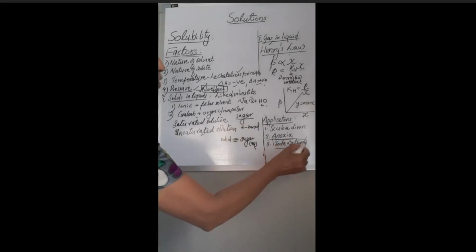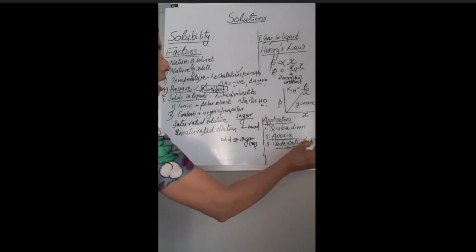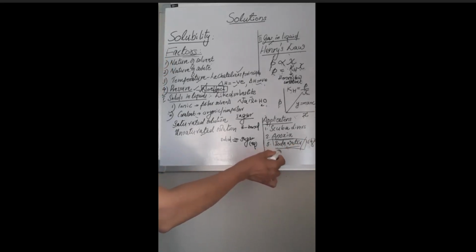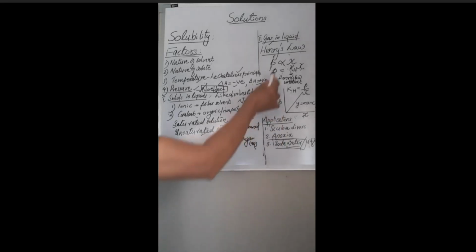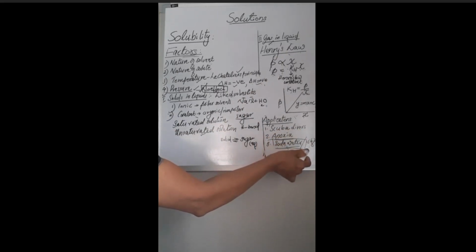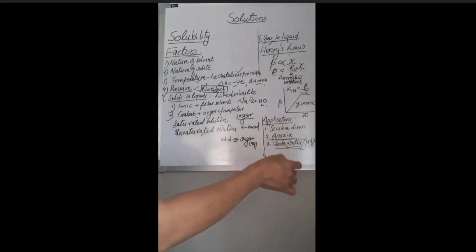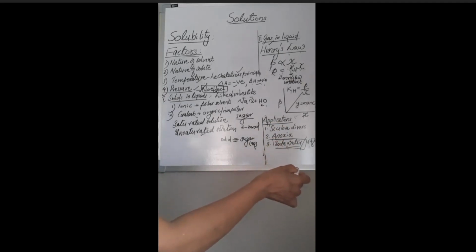Soda water bottles or soft drink bottles are sealed at high pressure. This is to increase the solubility of carbon dioxide in them, because as per Henry's law, when you increase the pressure, the solubility of CO2 increases, so more carbon dioxide can be dissolved.